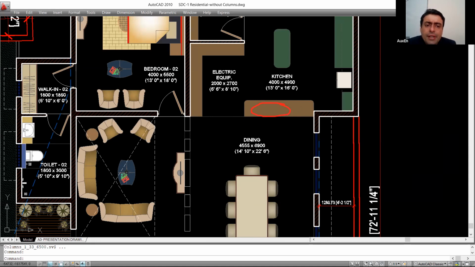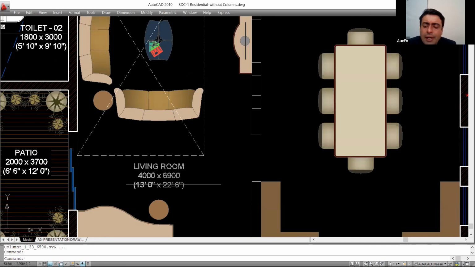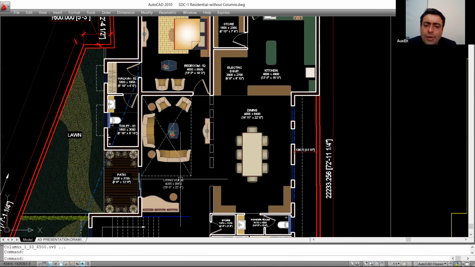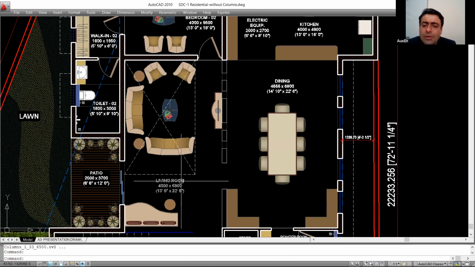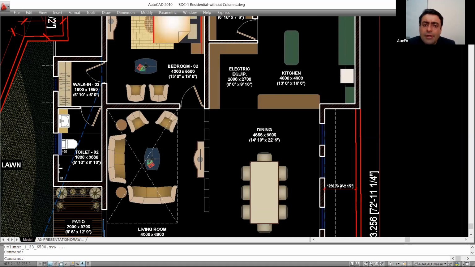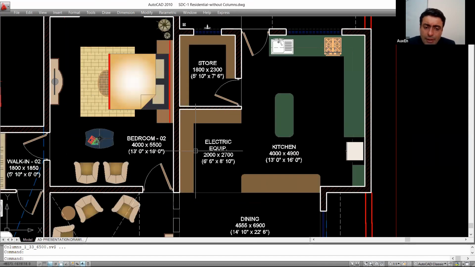Going back, our living room space is 13 by 22 feet, 22 and a half feet. A big living room you have. The dining is also very big, 14 by 22 feet. Big spaces you are having over here. Then we come to our kitchen. It's a 13 by 16 kitchen. Again, big space. And you have a space to keep electrical equipments.